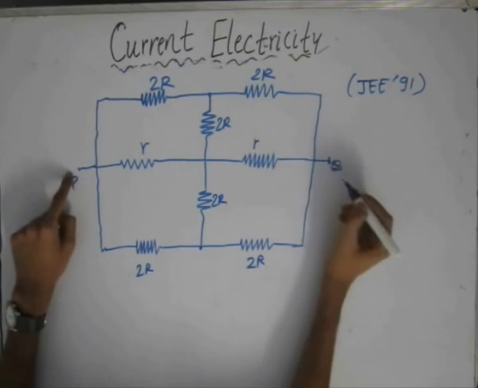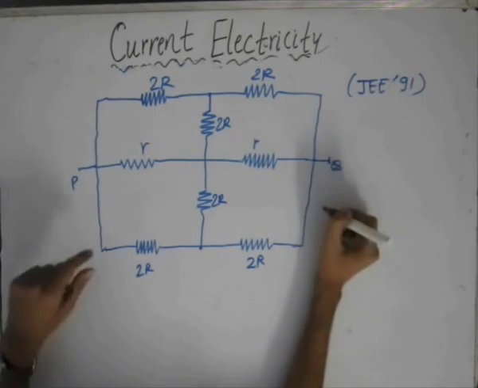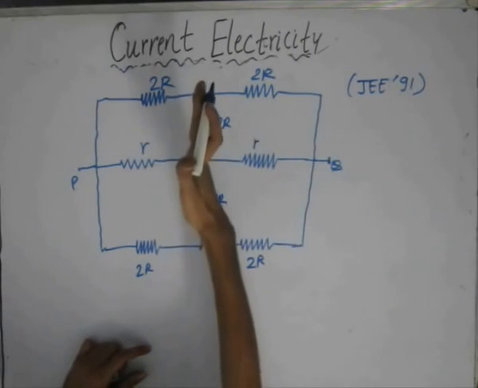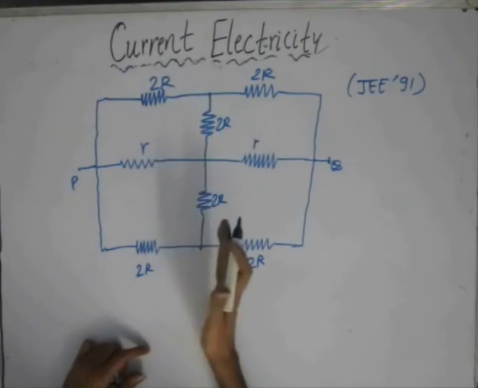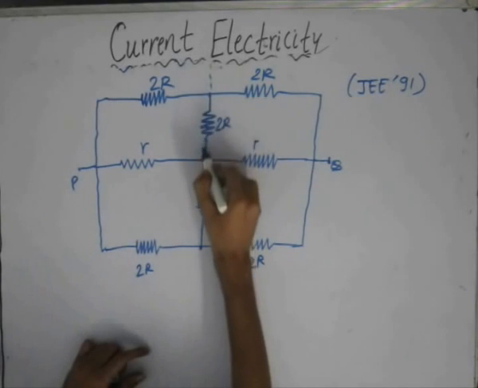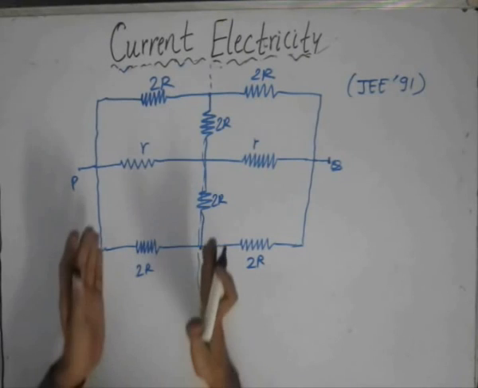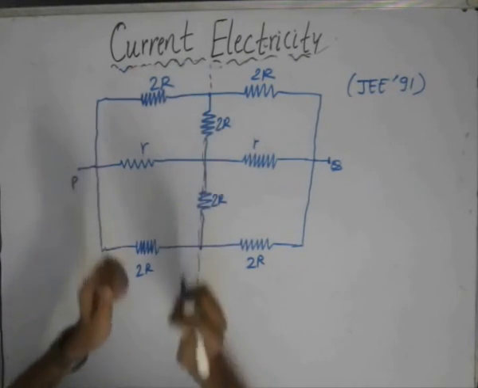As we can see, this circuit is symmetrical. We can consider it symmetrical about this perpendicular axis. As we have seen earlier, for a symmetrical structure, we can reduce the structure into half and find the equivalent resistance for half of the structure.